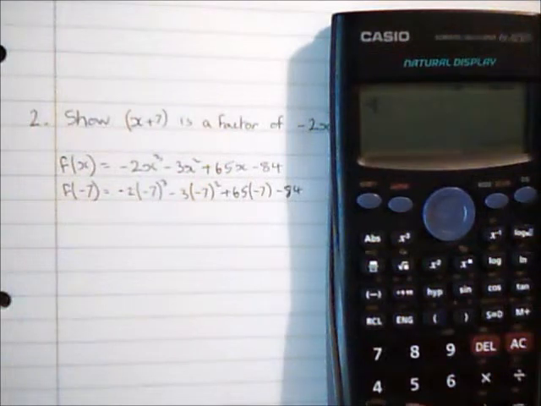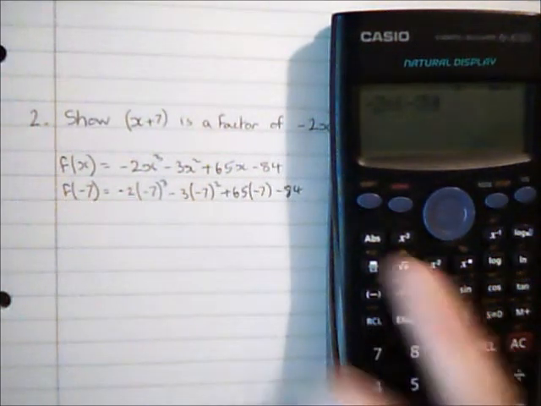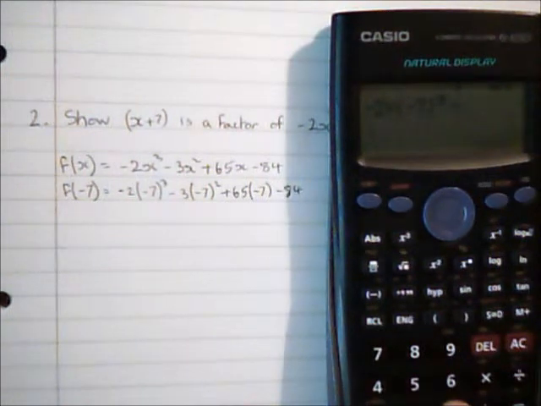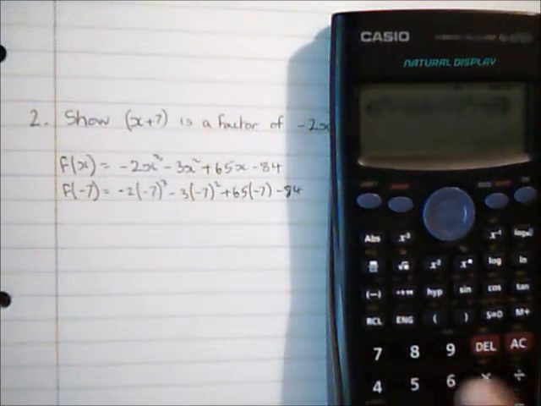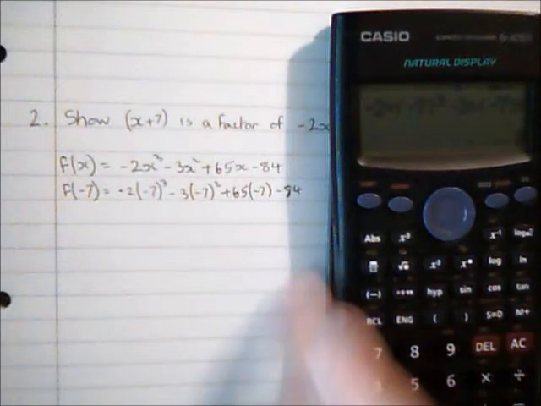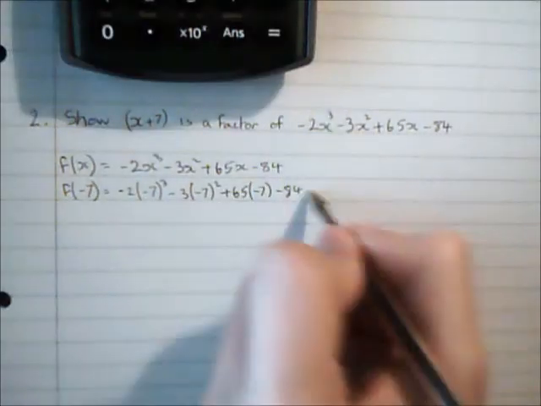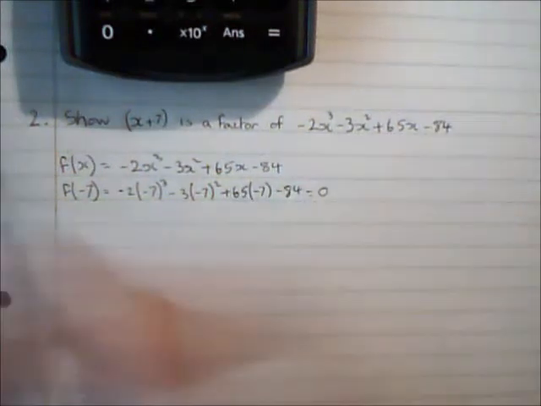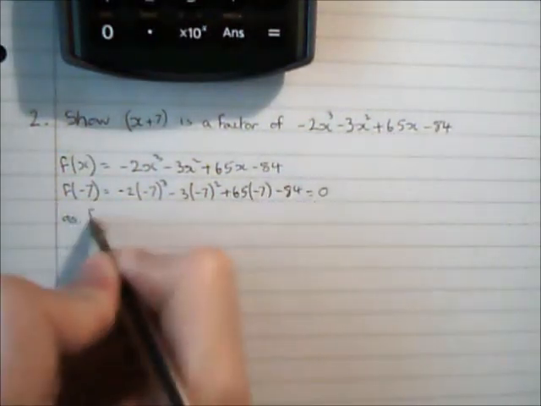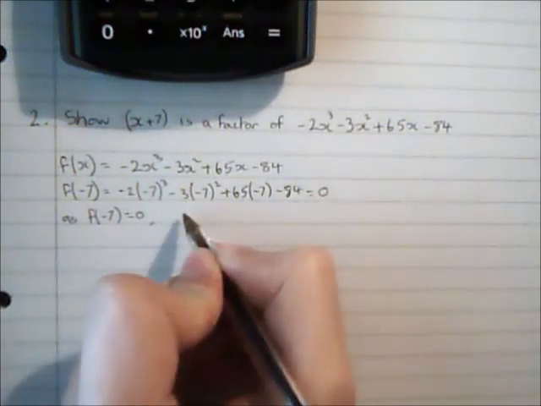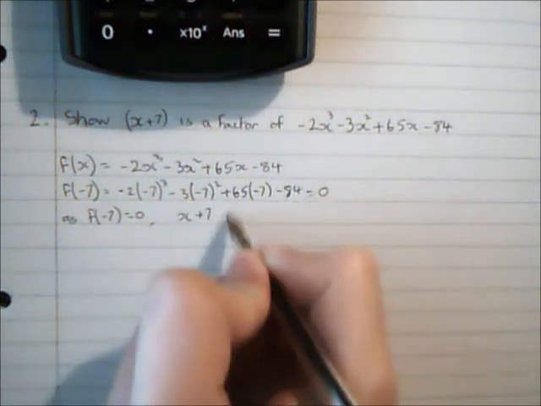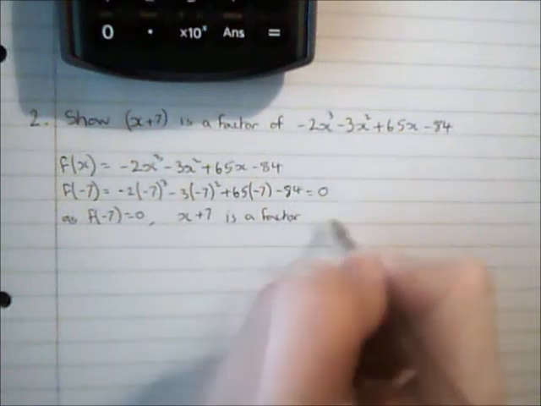So negative 2 multiplied by negative 7 cubed, subtract 3 multiplied by negative 7 squared, add 65 multiplied by negative 7, subtract 84, and again I have a value of 0. And then I'm just going to make my conclusion. So as f of negative 7 equals 0, x plus 7 is a factor of f.